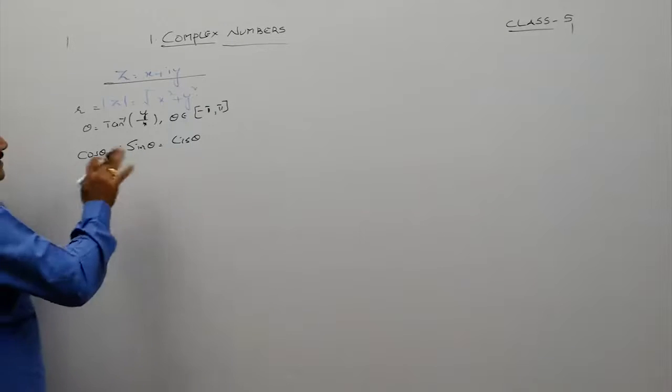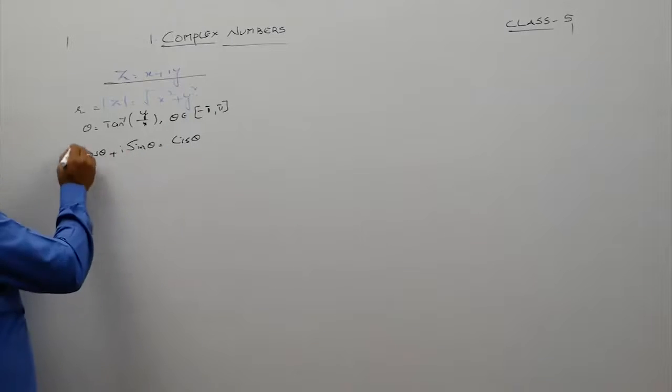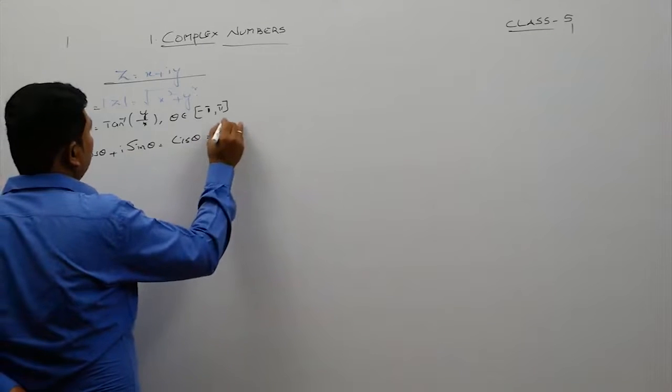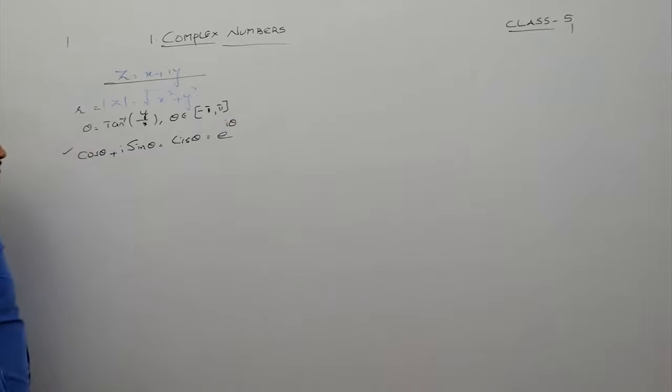Cos theta plus i sin theta is equal to cis theta, and in the higher classes you can learn that this one is nothing but e power i theta. That is called Euler's formula. Cos theta plus i sin theta is equal to cis theta, that is equal to e power i theta.